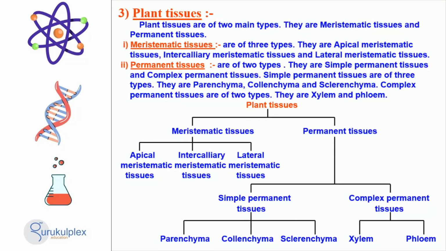Plant tissues can be classified into two main types: meristematic tissues and permanent tissues. Apical, intercalary and lateral meristematic tissues fall under the former category, while the latter is further divided into simple permanent tissues, parenchyma, collenchyma and sclerenchyma, and complex permanent tissues, xylem and phloem.